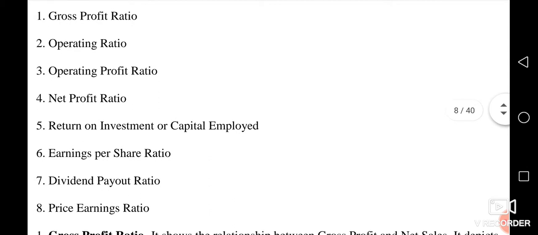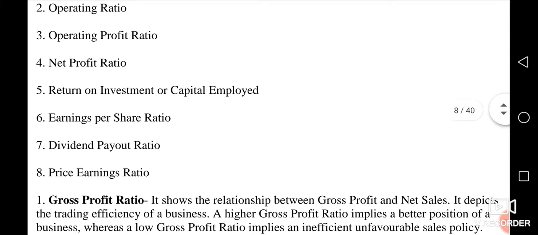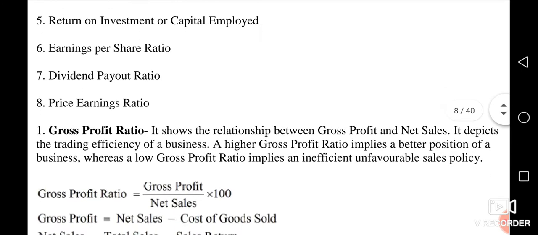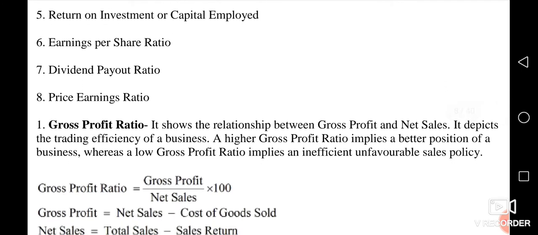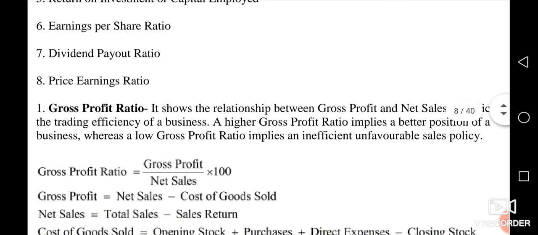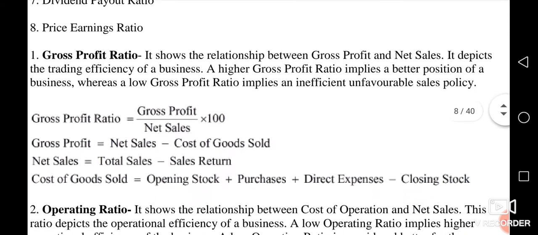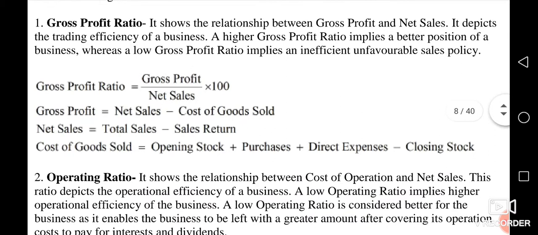The first is gross profit ratio, operating ratio, operating profit ratio, net profit ratio, return on investment or capital employed, earning per share, dividend payout ratio, price earning ratio. Gross profit ratio.